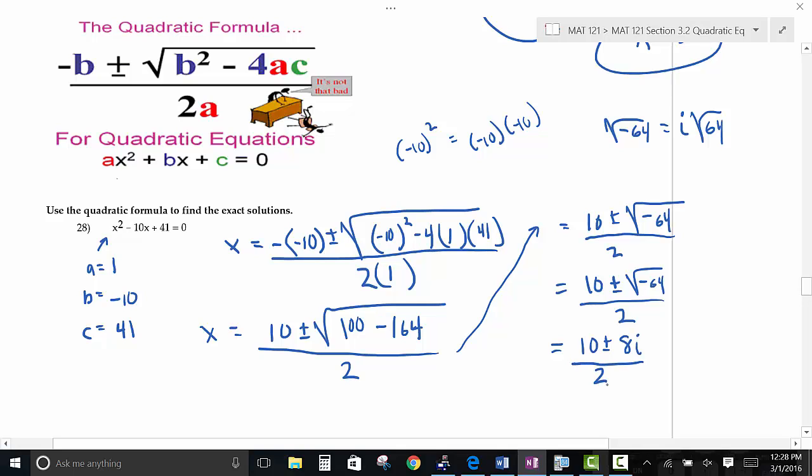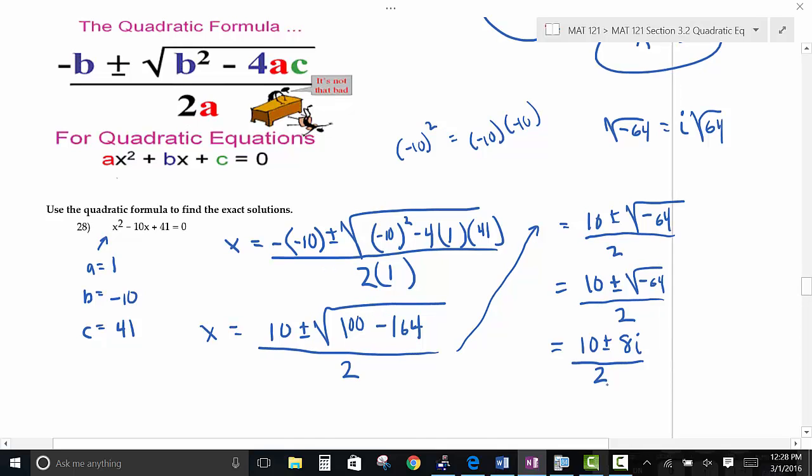Okay? Now, that is not done, and the reason it's not done is because notice that 10 and 2 reduce, and also 8 and 2 reduce. So you want to kind of take this in 2 directions. Just split it up like this. Okay, you can split this up in 2 parts. Now you would have 5 plus or minus 4i. Okay, and that is what we would call an abbreviated answer to the problem, like that.